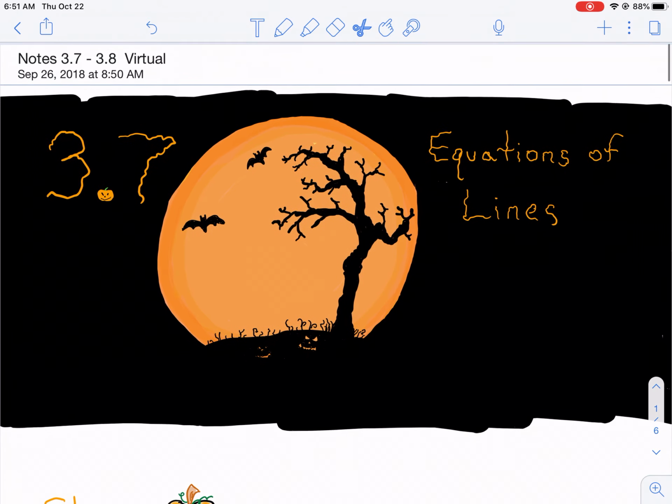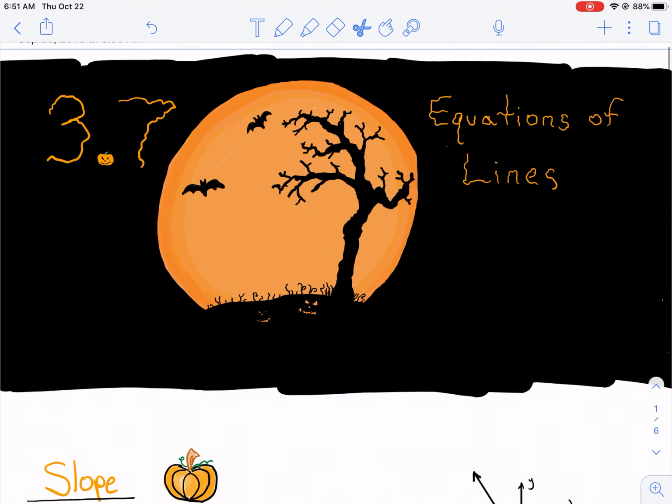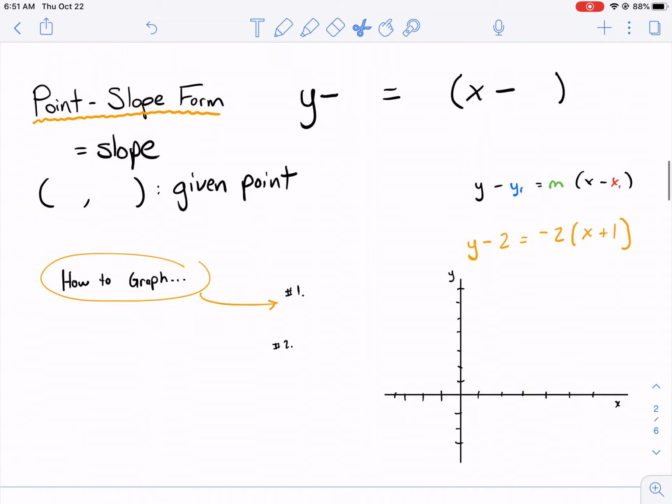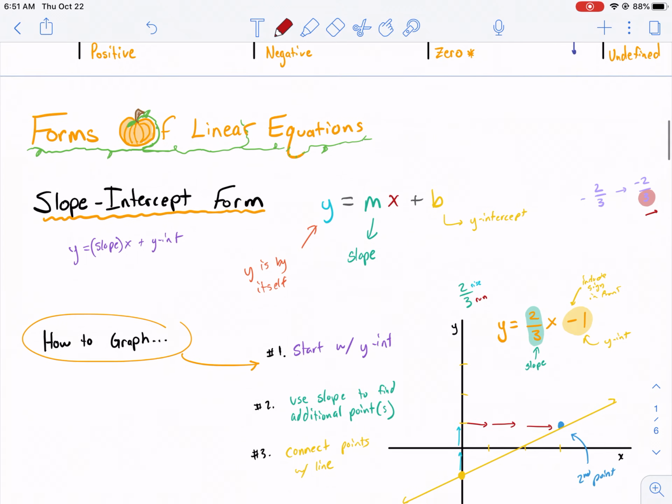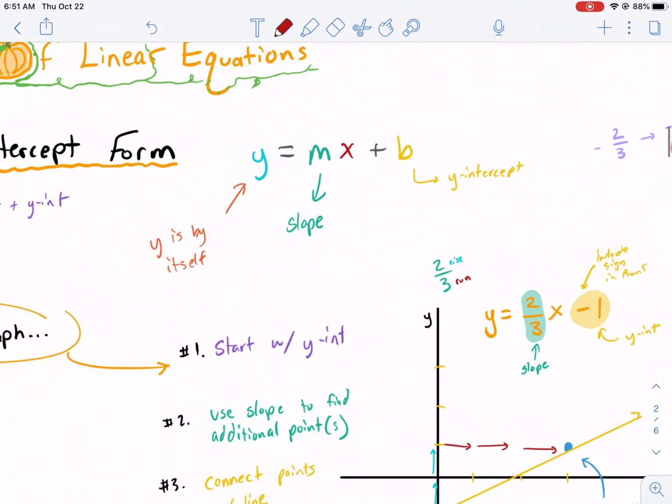So welcome back to 3.7. This is equations of lines. We're doing part 2 today, and this is the most important equation you'll ever learn. In my opinion, it's better than slope-intercept form. It is point-slope form.